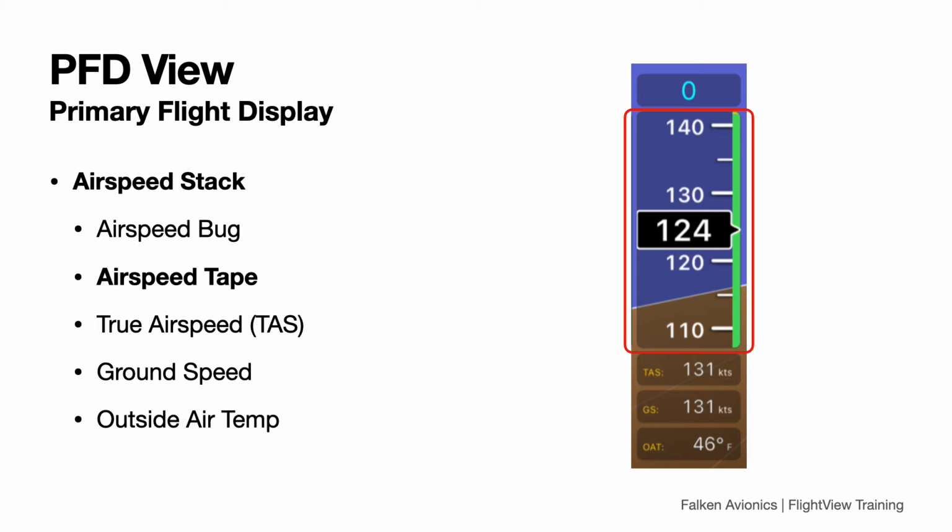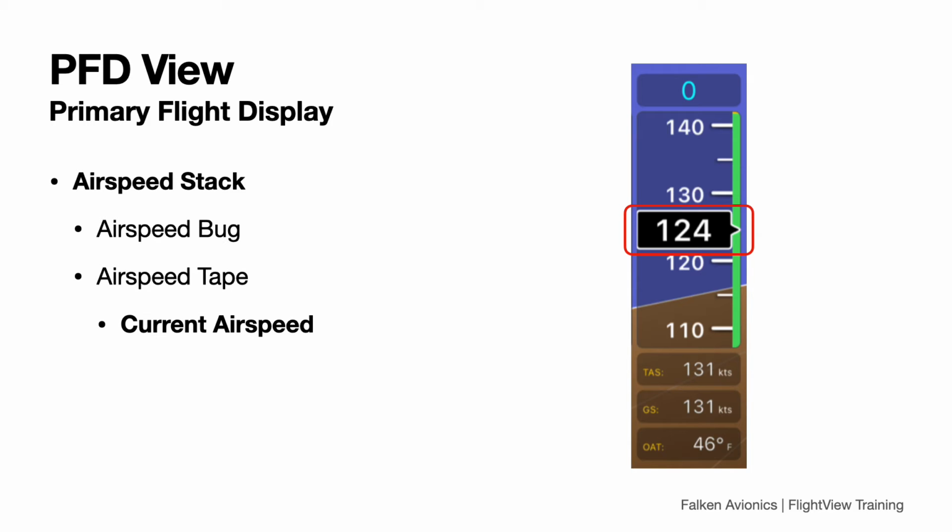Next is the indicated airspeed tape. The body of the tape, the numbers in the background, move up and down as the airspeed increases and decreases, giving you a good idea of the current trend. In the center of the tape is the current airspeed. This is the indicated airspeed. The indicated airspeed is calculated by FlightView's air data computer using inputs from your pitot-static system.